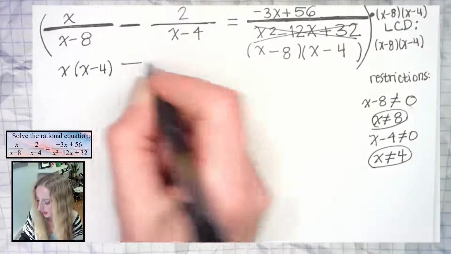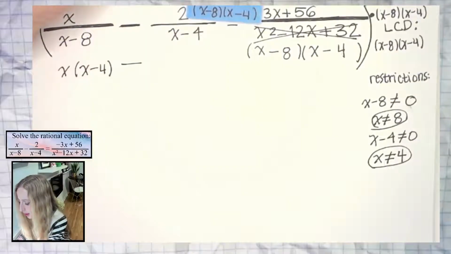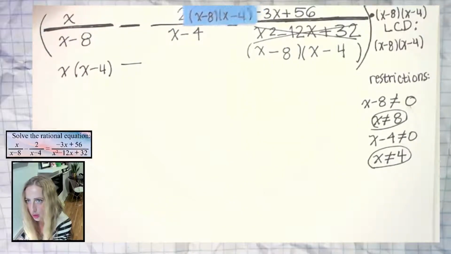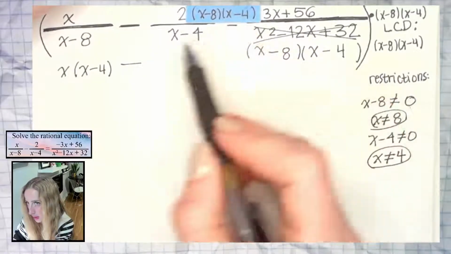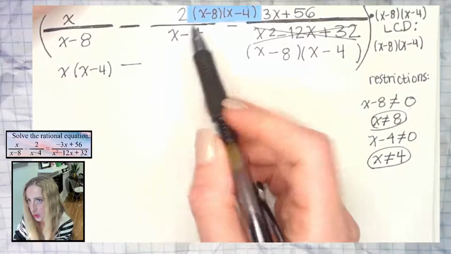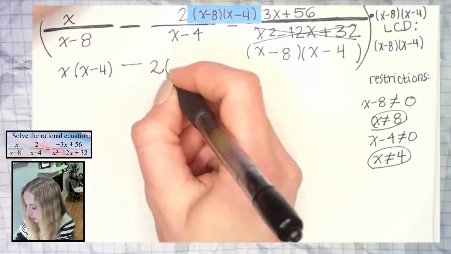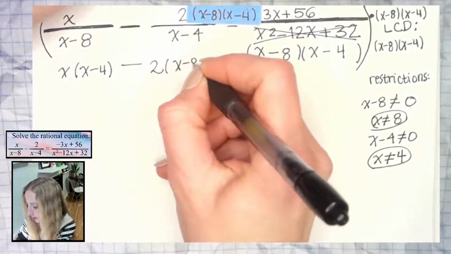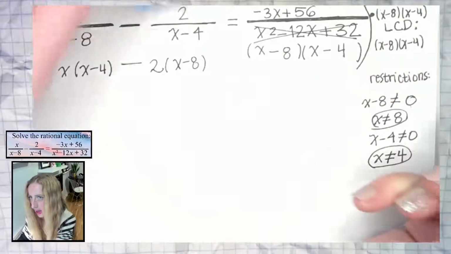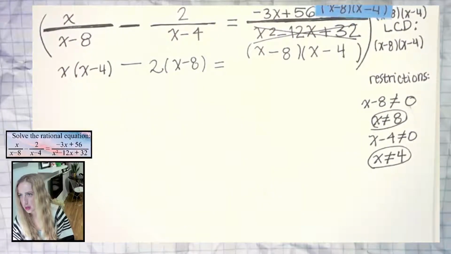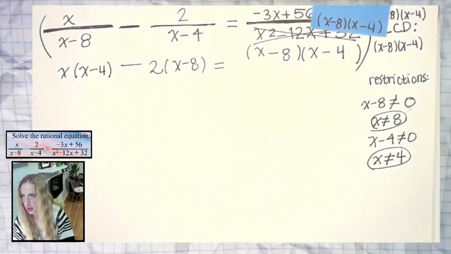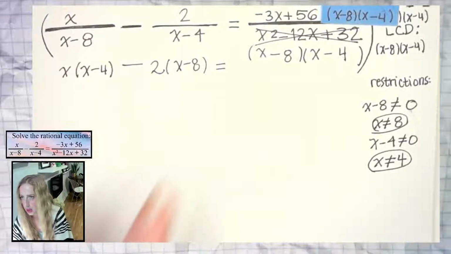Lovely. Minus, now we're going to multiply it over here next to the 2. 2 times all this good stuff, x minus 8 and x minus 4. Well, what pieces will reduce here? The x minus 4 and the x minus 4. So what's left? 2 and the x minus 8. Yay! Equals, now this is over here in the numerator, x minus 8 and x minus 4.